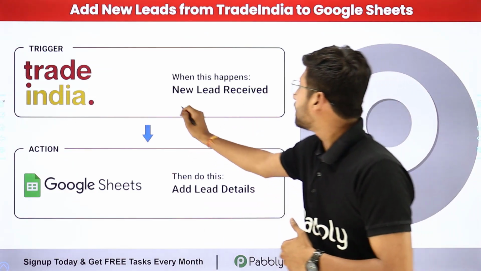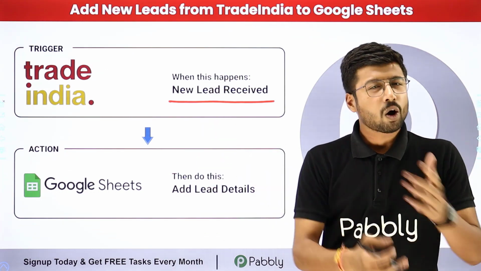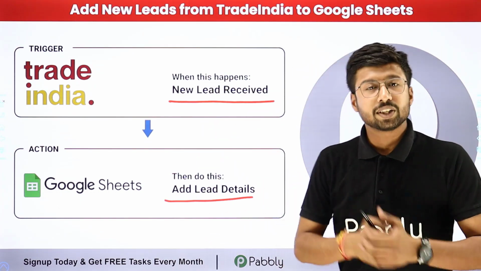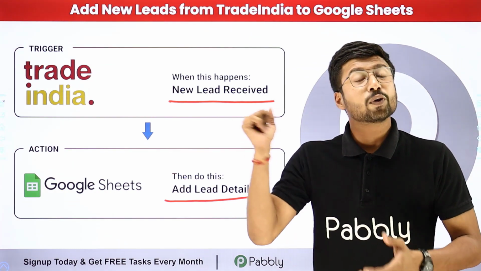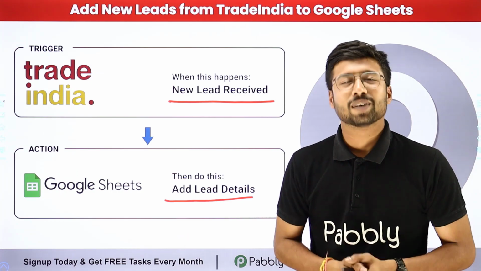In this automation, whenever a new lead will be received for our product or service in TradeIndia, automatically with the same details, we are going to add that lead in our Google spreadsheet. Now, if you want to learn how you can set up this automation all by yourself, for that, you just have to come with me to my screen.